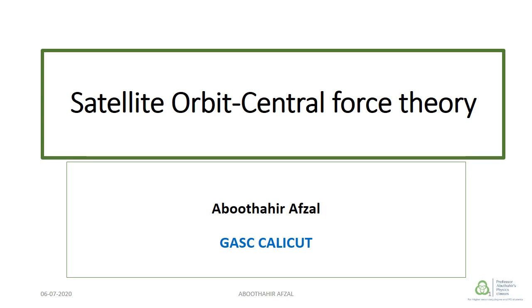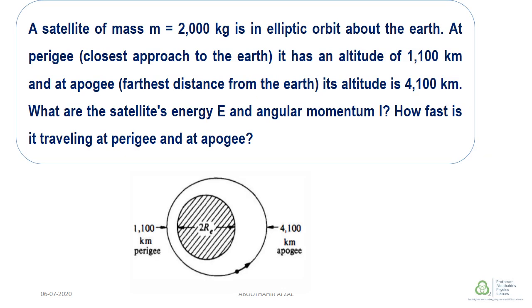Today let us discuss satellite orbits using central force theory. Let us start with the problem. The problem is: a satellite of mass m, 2000 kg, is in an elliptical orbit about the Earth. At perigee, which is the closest approach to the Earth, it has an altitude of 1100 kilometers, and at apogee, that is the farthest distance from the Earth, its altitude is 4100 kilometers. What are the satellite's energy E and angular momentum L? How fast is it traveling at perigee and apogee?